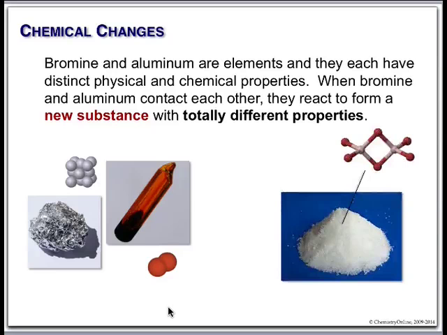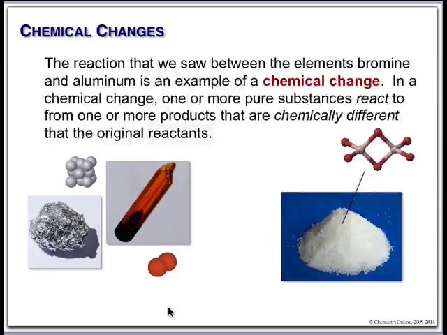In a reaction, you start with reactants. These guys go to products. When you do the chapter on reactions, you'll see that the chemical arrow here has the same properties as an equal sign. So the mass and the number of atoms here must equal the mass and the number of atoms here. But that's another chapter. Classic chemical change.